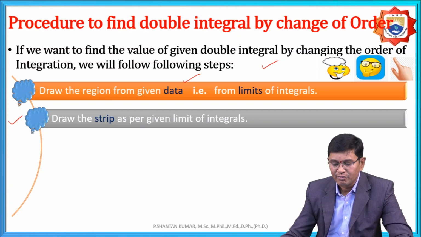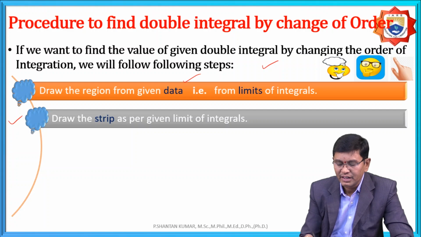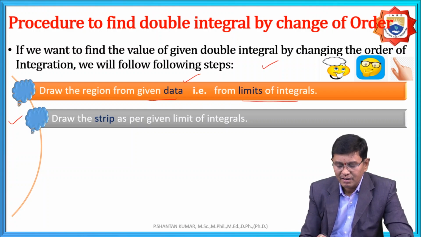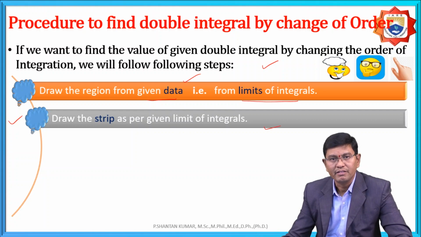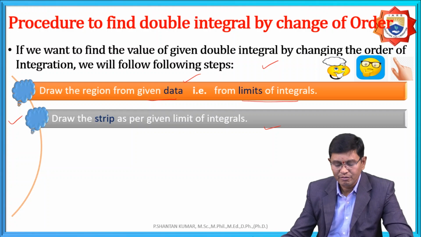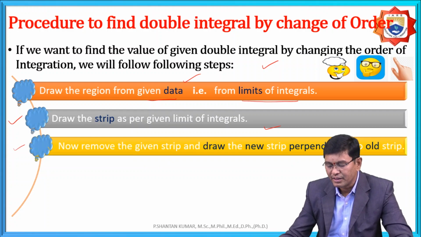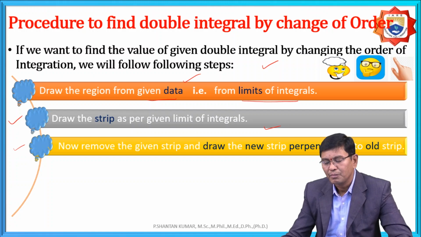That means first, with the help of the given limits, we need to draw the diagram, that is, the region where it is bounded. After that, you need to draw the strips as per the given limits of the integral. And further, we need to remove the given strip and draw the new one perpendicular to it.